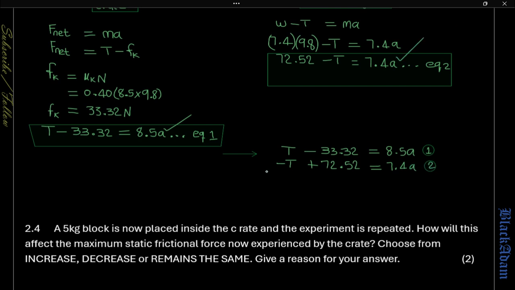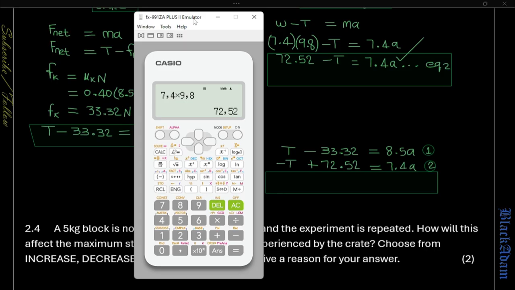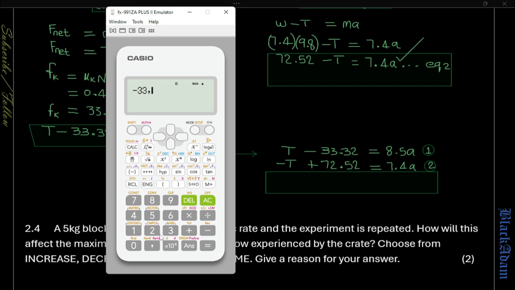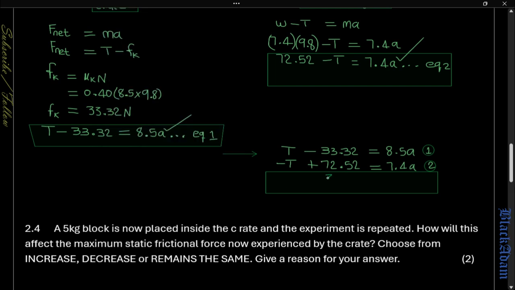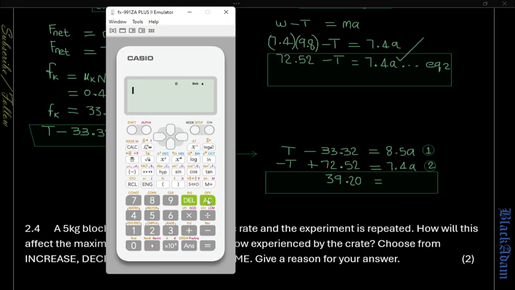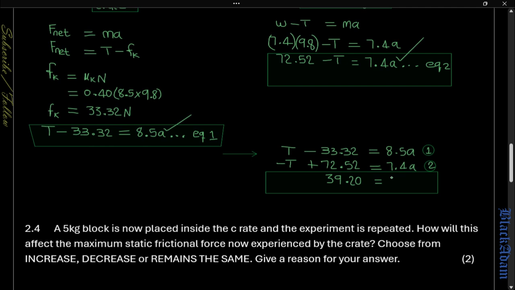And then from there we add like terms, so that gives us 0T, so we're not going to include it, it disappears. Then we add negative 33.32 plus 72.52 to give us 39.20, and then 8.5 plus 7.4 will give us 15.9, so that's 15.9A. And then from there we have to solve for A.